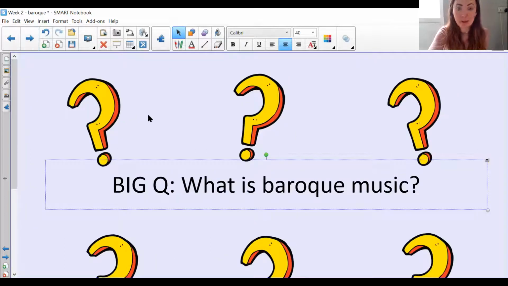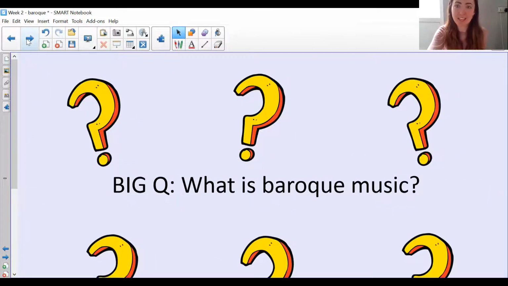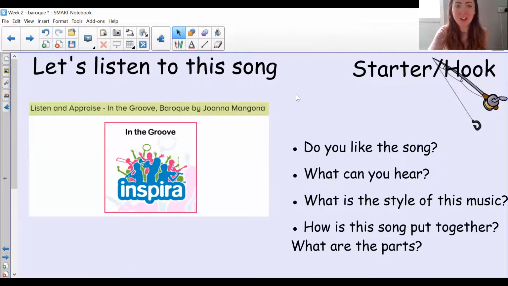Okay, so the big question today, what is Baroque music? Let's listen to this song. It's the same song, In the Groove, this week, but remember each week it's changed so that it's in the style of the type of music we're looking at. So this week, In the Groove by Joanna Mangona is in a Baroque style. I want you to think about these questions as you're listening, and then we'll come back and talk about it in a minute.